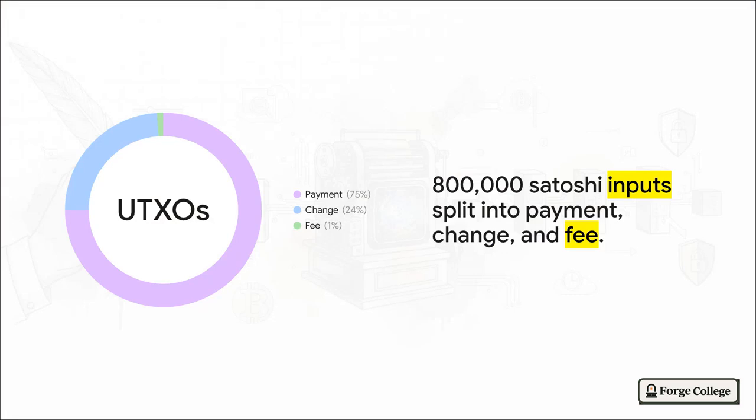Visually, you can see our fee math balances perfectly here. We brought 800,000 satoshis to the table, our payment takes 600,000, our change returns 190,000 back to our own wallet. This proves our inputs comfortably cover our outputs, leaving exactly 10,000 satoshis left over. And that leftover amount, that is exactly what pays the network miners to process this transaction.